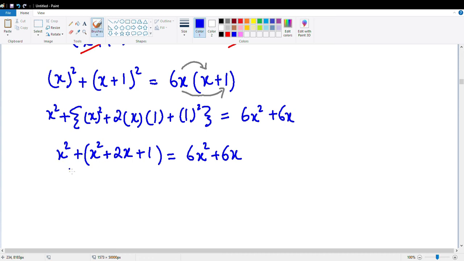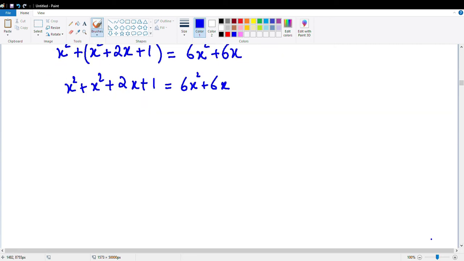Now, you can see that these two, x squared and x squared, we can add them up, and we have 2x plus 1, which is just going to stand there on the sideline here. 6x squared plus 6x. And when we add up x squared and x squared, we get 2x squared plus 2x plus 1 equals 6x squared plus 6x.